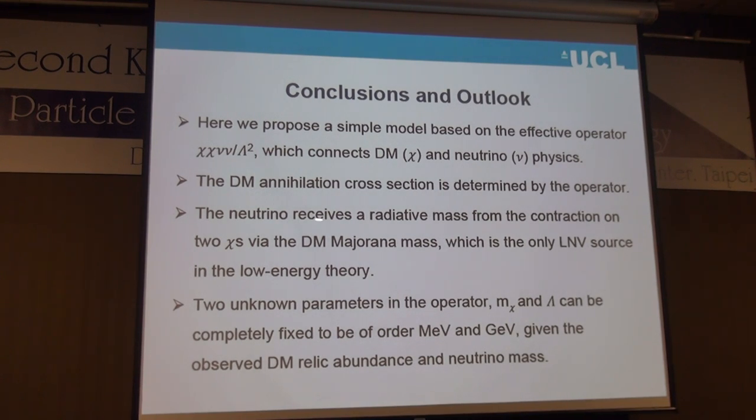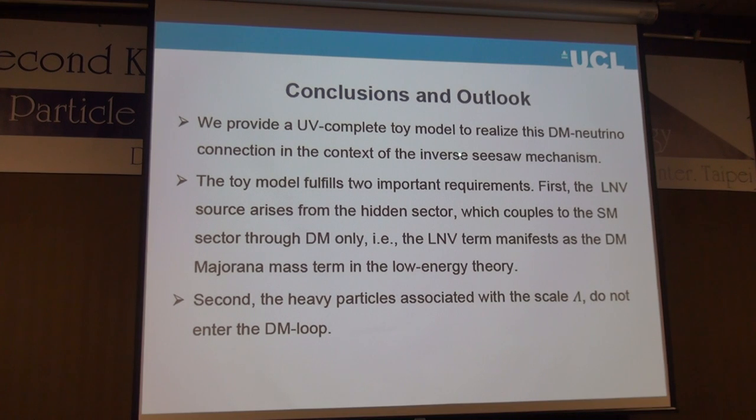Okay. And the neutrino actually receives a radiative mass from the contraction of these two chi's. If you contract these two, you get the neutrino mass. So there are two unknown parameters in this one, just two unknowns. One is the dark matter mass, the other is lambda, and they can be completely fixed if we supply the relic abundance and the neutrino mass. And we also provide a unique complete model to realize this one.